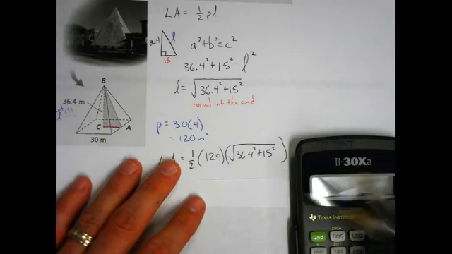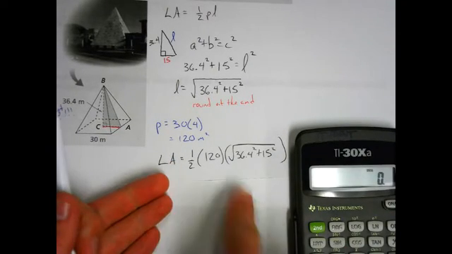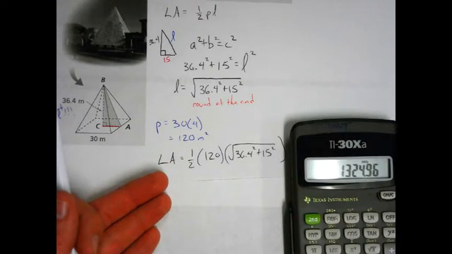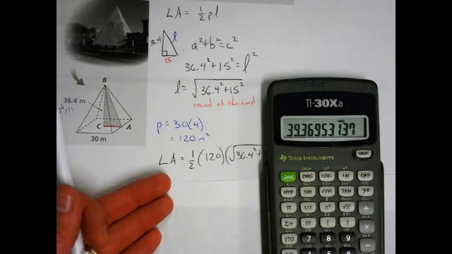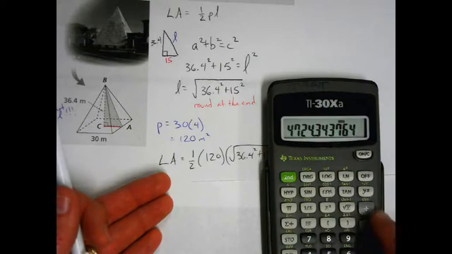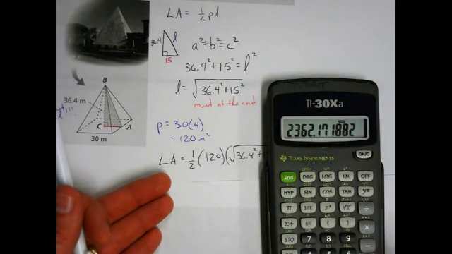We will have this number first. So we'll do 36.4 squared plus 15 squared equals that. And then we take the square root of it. Square root. And that's what it is. We're going to multiply that by 120. And then we're going to divide that by 2. So all of that calculator work. And we have a beautiful number.